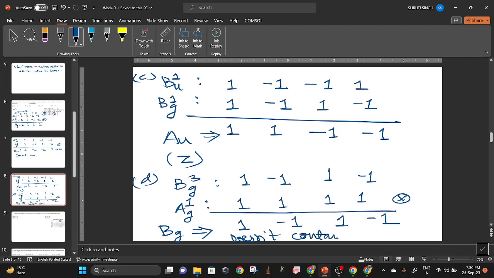Doesn't contain XYZ basis sets. Also you can see it is a 3 to 1 transition, triplet to singlet, which is not allowed anyway. It is a forbidden transition.